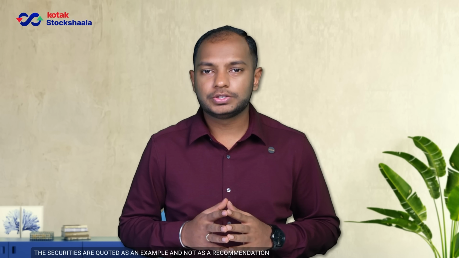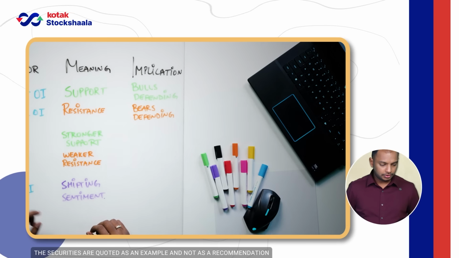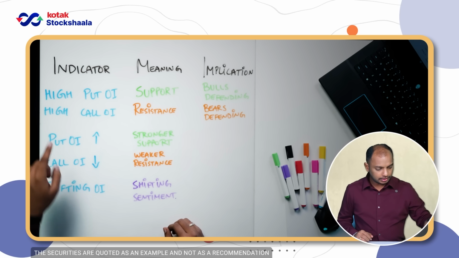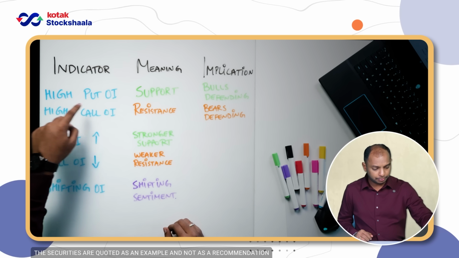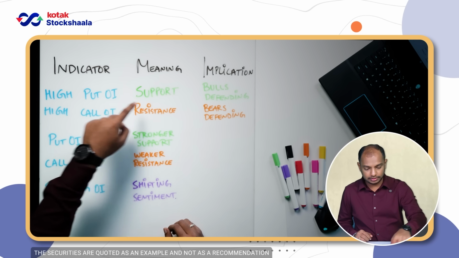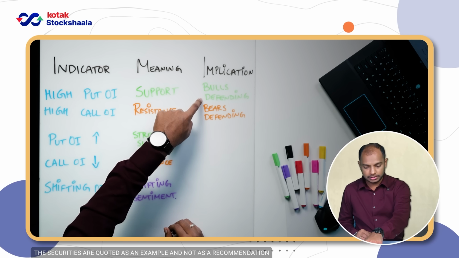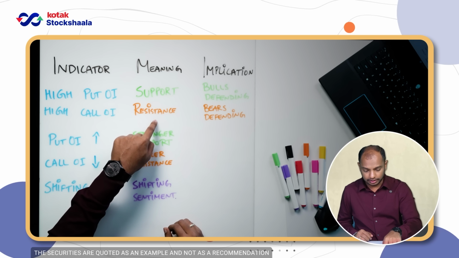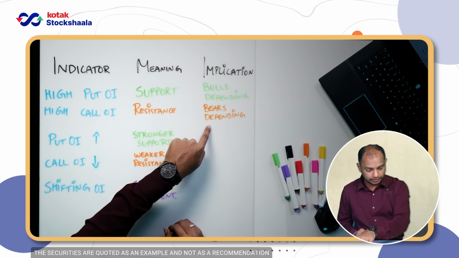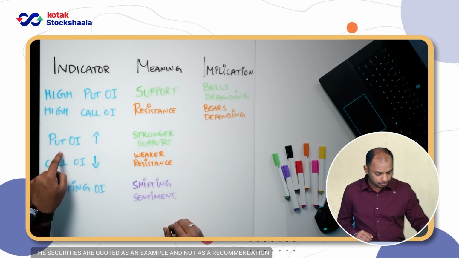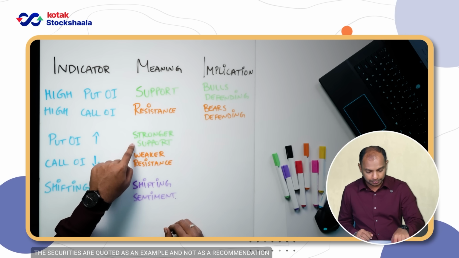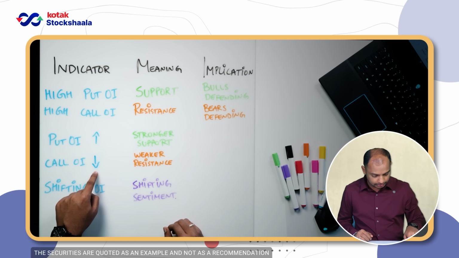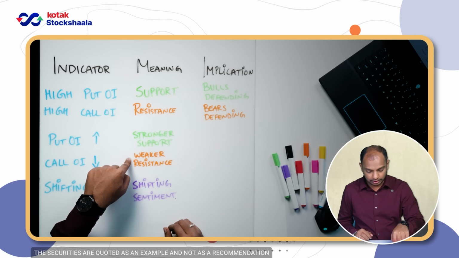Let's summarize what we have learned so far on the whiteboard. So here I have put the indicator, the meaning, as well as the implication. Starting with the first one, if there is high put option open interest, it means that there is support and bulls are trying to defend that specific level. If there is high call open interest, it means there is very high resistance and bears are trying to defend that specific level. If put OI is increasing, it means that the support is becoming stronger and stronger, whereas at the same time, if call OI is decreasing, it means that the resistance is becoming weaker.